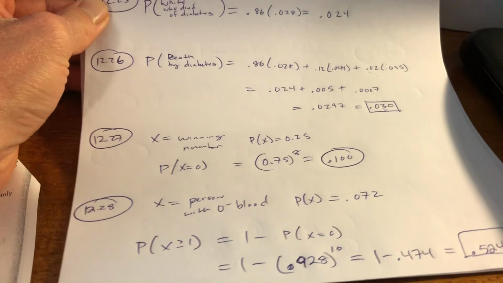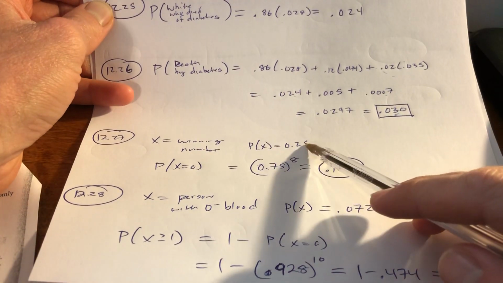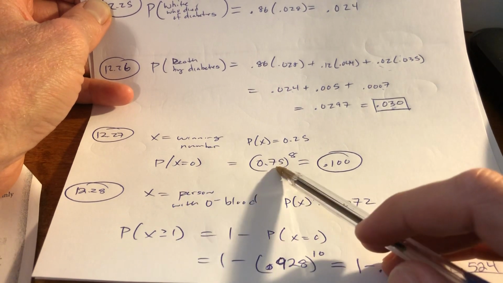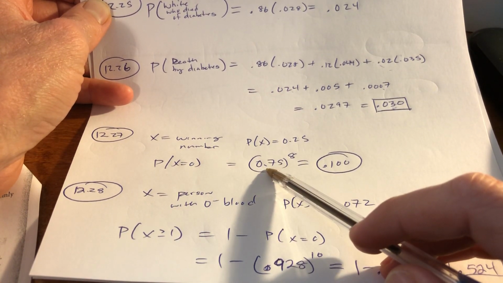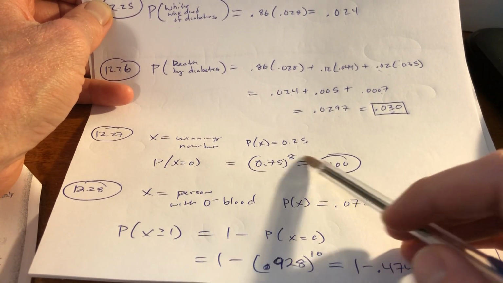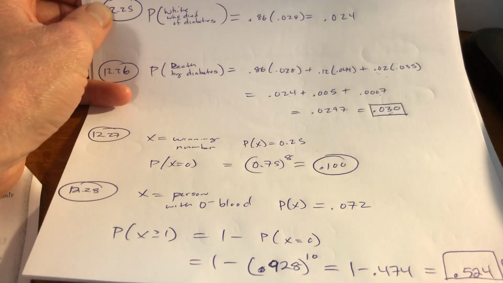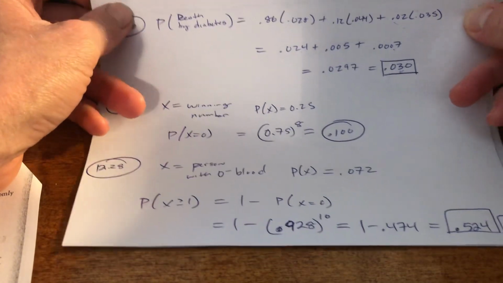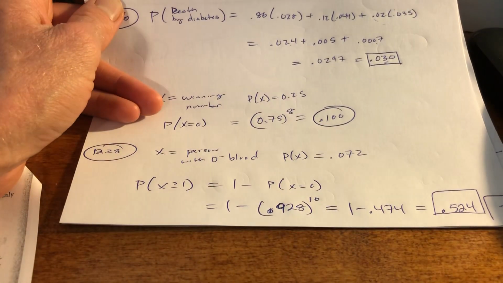All right. So X is the winning number. Probability of X is 0.25, 20 out of 80. What's the probability that none of them are winning? So this is the probability of not winning, 0.75. We're going to raise that to the 8th power. It's only 100. We'll have to figure out how much you would win and how much the ticket would cost to find the expected value.